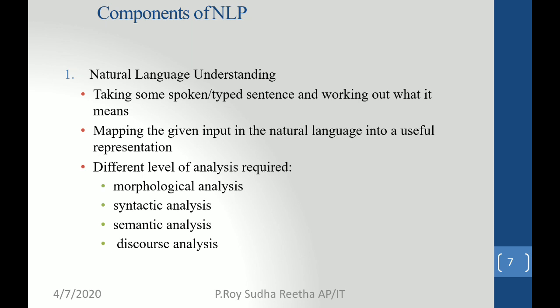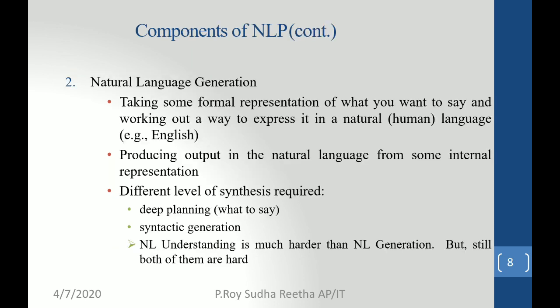Natural language understanding has various levels of analyzing the input text, and they are said to be 4 levels. The first one is morphological analysis, syntactic analysis, semantic analysis, and discourse analysis, which we will discuss briefly in the coming slides. And the second component, the first one being natural language understanding, the second component in natural language processing is natural language generation.